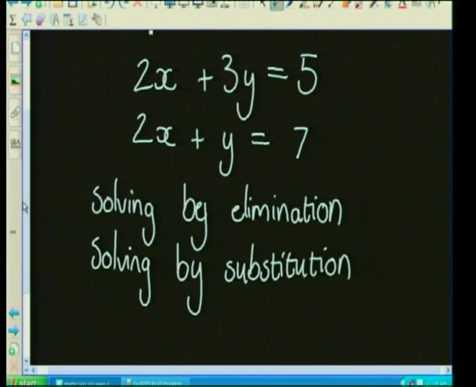Now, solving by elimination is literally when you take the one equation and you either subtract or add the other equation to it. The result you want is for one of the variables to disappear completely. And this example that I've written on the board is a nice example for that reason. One of them will disappear completely if I subtract the two equations. Let's go see how it's done.